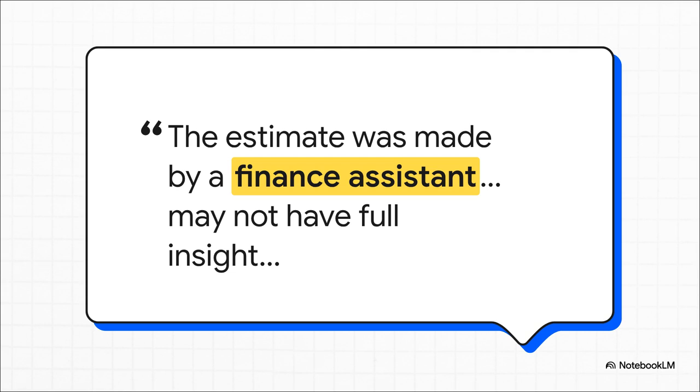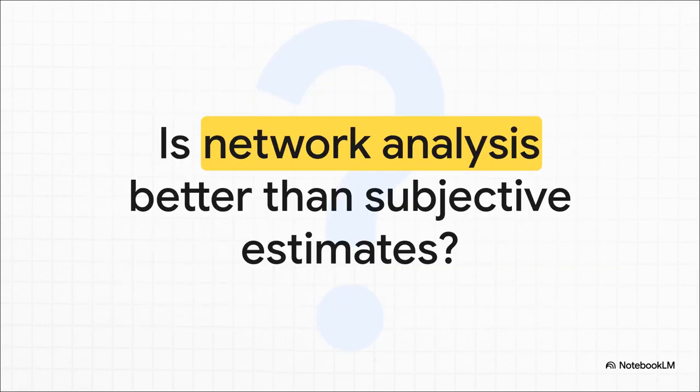A junior staffer in the finance department might simply lack the on-the-ground operational insight to know what mitigating actions the production team can actually take. Which brings us to our final evaluation. Pause the explainer now and complete Task 3. Ask for justified judgment on whether network analysis is a more reliable strategic tool for an agile business than relying on subjective estimates from junior staff members.